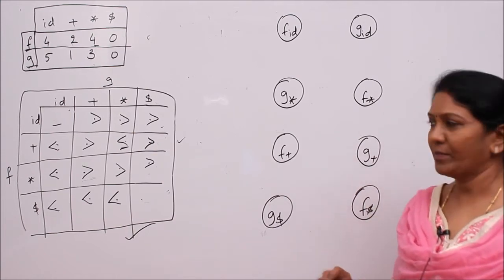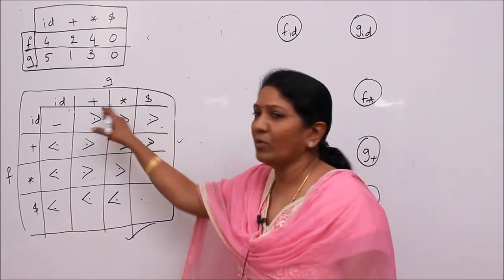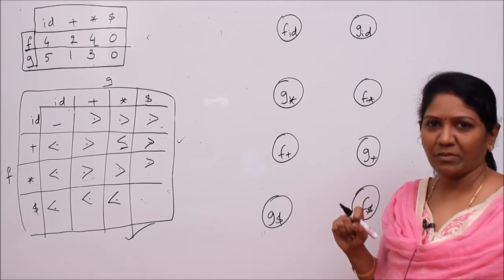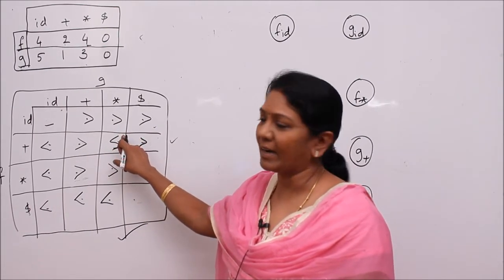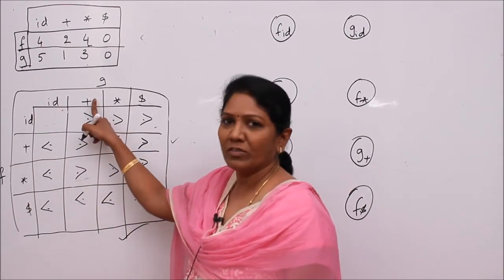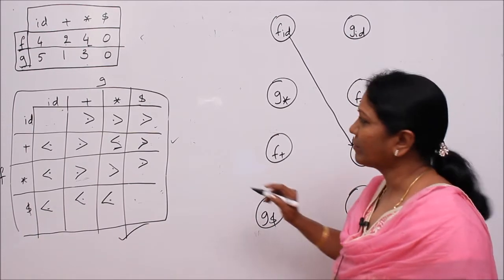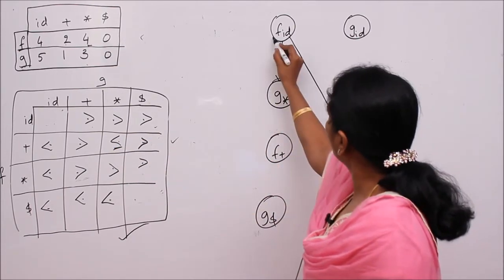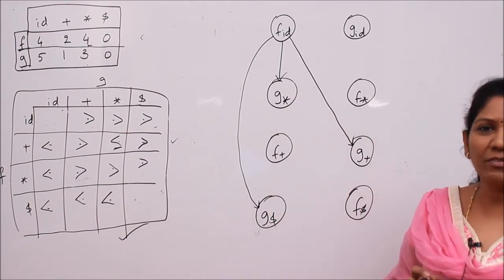So these are the different nodes. 4 terminals, so 8 symbols, F and G. Now add the edges. For that, take every row and for every greater than or less than precedence relation, add the edge. So if you take this, how do we add the edge for this relation? FID to G plus. Next, FID to G star. FID to G dollar. Look at this, 3 relations. So 3 edges are added from F.